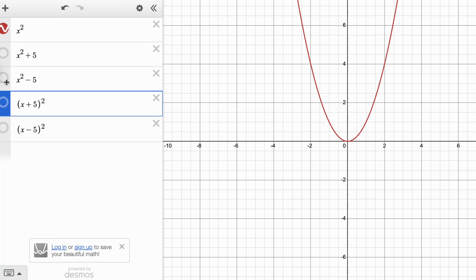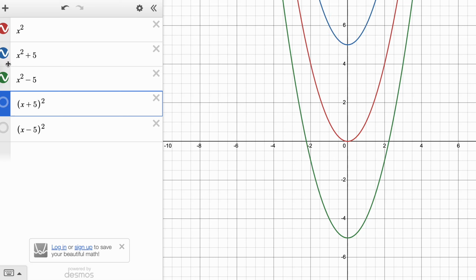Now let's do this. When I am doing x squared minus 5, this is the green graph. So it is moving 5 points down. And when I am doing x squared plus 5, it is moving 5 points up. So this is how rigid transformations work.